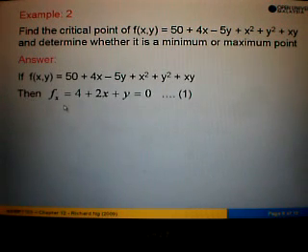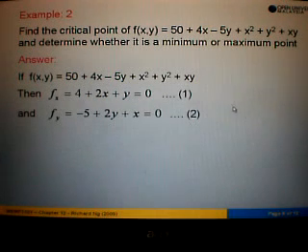We find fx first. So we differentiate this, compared with x. Here there's no x, we ignore. Differentiate 4x will give us 4. Here we don't have x, ignore it. Differentiate x squared will give us 2x. And then y squared, we don't have x, we can ignore. Differentiate xy, so remember, compared with x, y is a constant, we copy. Differentiate x is 1, we don't have to write the 1 here. So let's take this answer equals 0 as equation 1.